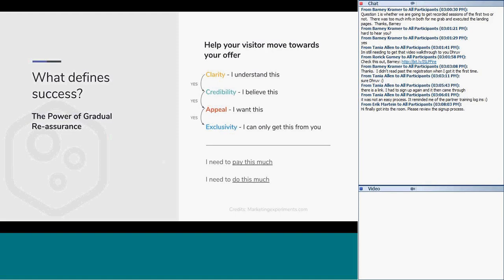The idea behind getting a proper solid sales strategy is having your customer say yes a little at a time and in a flow that makes sense to them, like the visitor that's coming to your website, your landing page, your marketing campaign in general. You want to have them understand your business first, then you want to bring some sort of credibility to your business, build some appeal, build some exclusivity. At this point, how much you have to pay and how much you need to do almost becomes irrelevant.